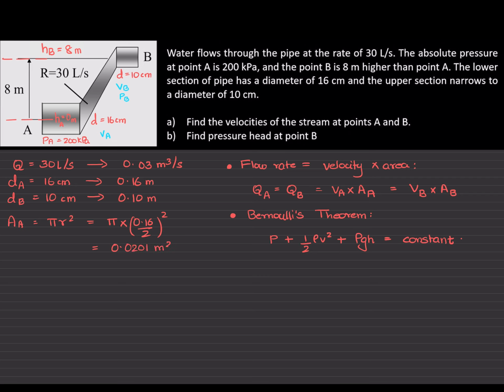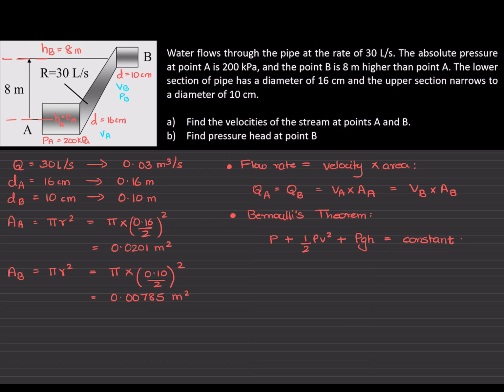0.0201 meter square. And same way we can work out area of cross-section B, again using the same formula pi r square, which will be pi times 0.10, which is the diameter at B, divided by 2, which will give us the radius square, and working that out will give us 0.00785 meter square.